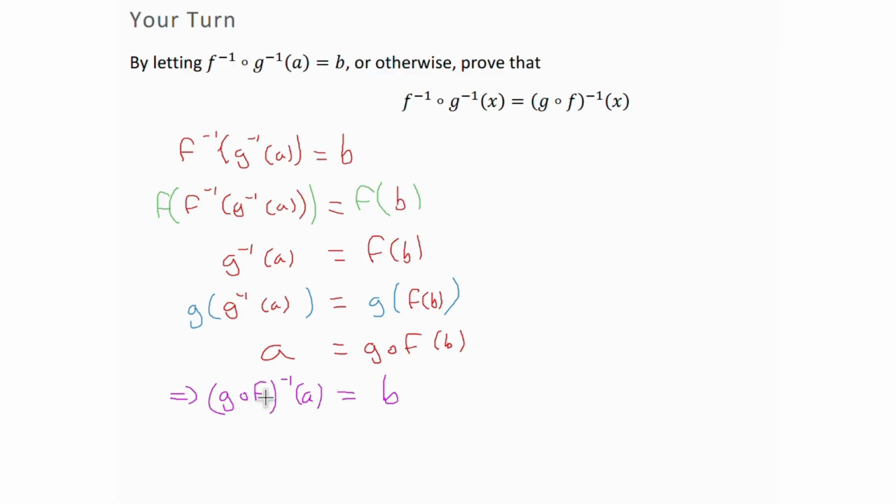But if G composed with F inverse of A is equal to B, and F inverse of G inverse of A is also equal to B, then they must be equal to each other. So that means that F inverse composed with G inverse of A is equal to G composed with F inverse of A, which is exactly what we wanted to prove.